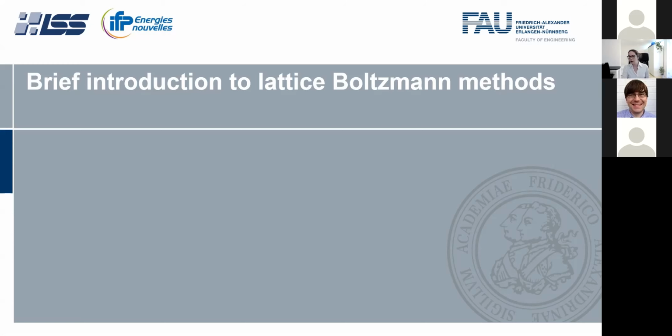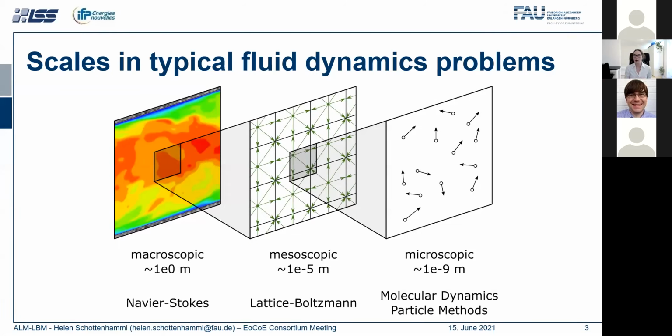So in fluid dynamics, we can solve these problems with methods of different length scales. There are the macroscopic methods that are based on the discretization of the Navier-Stokes equations. That is one end of the spectrum, and on the other end, we have the microscopic methods like molecular dynamics or particle methods in general. And somewhere in between, there are the mesoscopic methods, and Lattice Boltzmann is one of them.